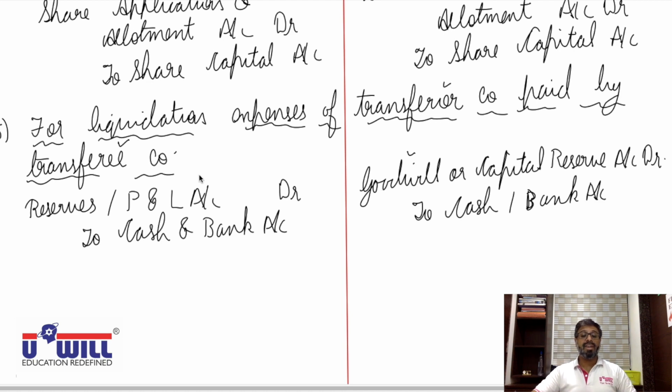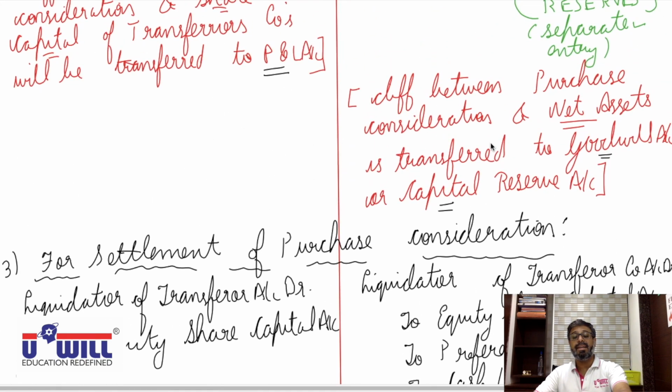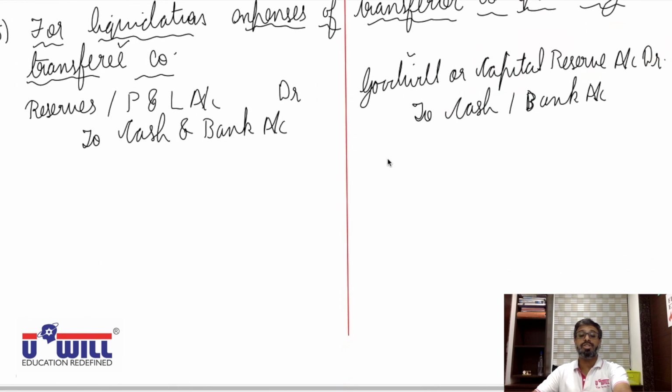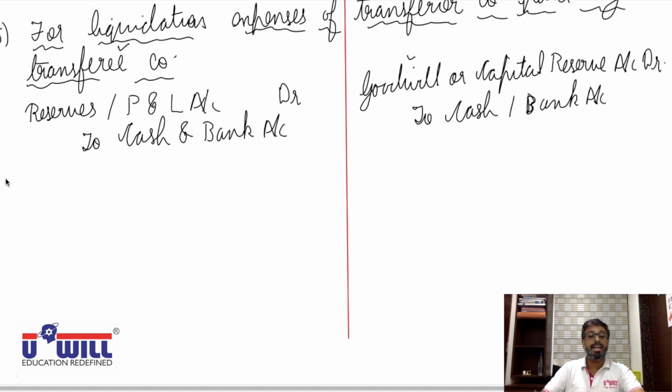If it is the pooling of interest method or merger, then for liquidation expenses of the transferor company paid by the transferee company, you will debit reserves or P&L account. But if it is the purchase method of accounting, then you will record goodwill or capital reserve account depending on whether you have goodwill or capital reserve in the second entry. And in both situations, cash goes out, credit what goes out to cash or bank account.